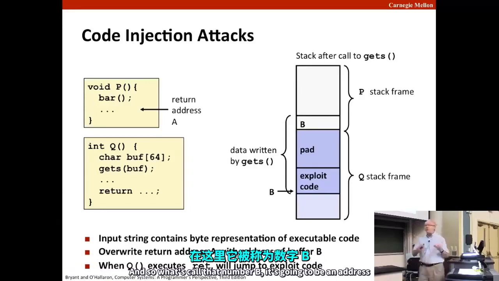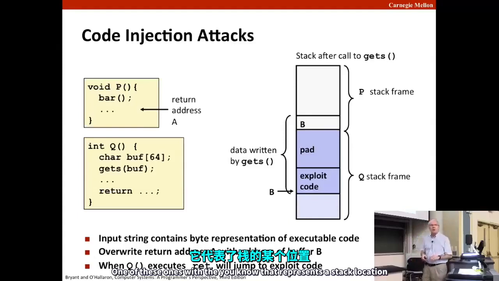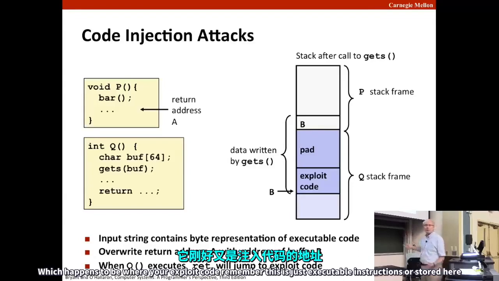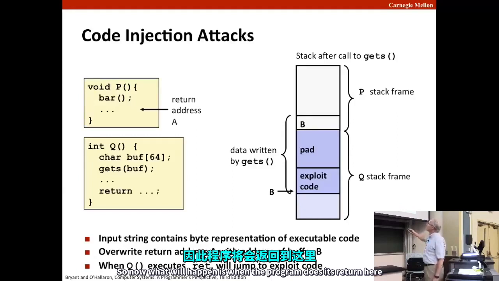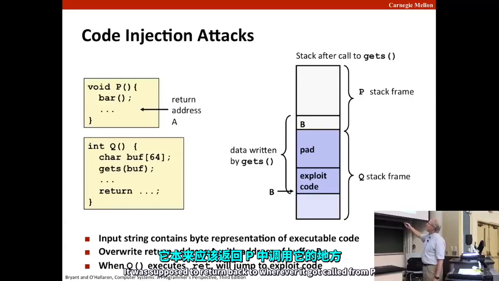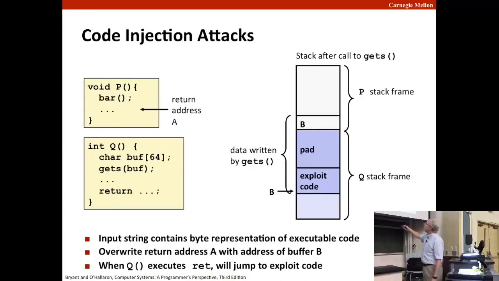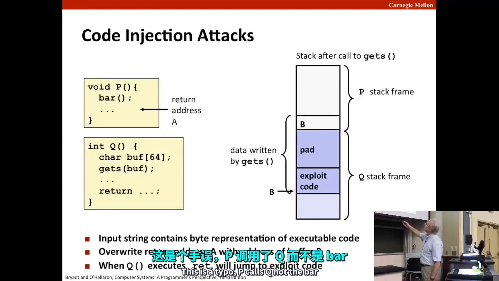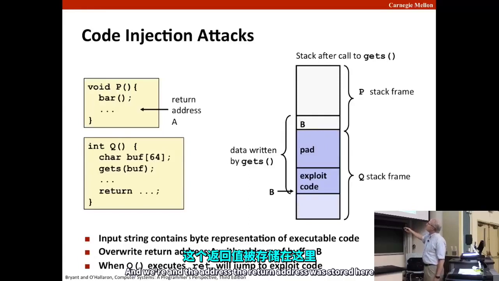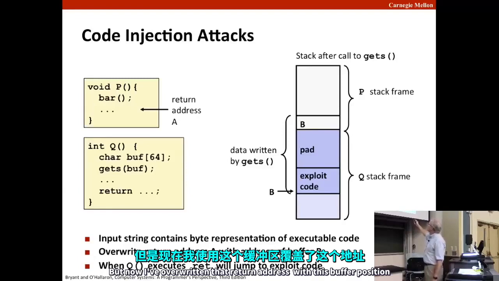Let's call that number B. It's going to be an address that represents a stack location. And that value B is the starting address of the buffer, which happens to be where your exploit code, remember this is just executable instructions, was stored. So now what will happen is when the program does its return here, it was supposed to return back to wherever it got called from, P. This is a typo: P calls Q, not bar. So it's supposed to return back to P, and the return address was stored here. But now I've overwritten that return address with this buffer position.